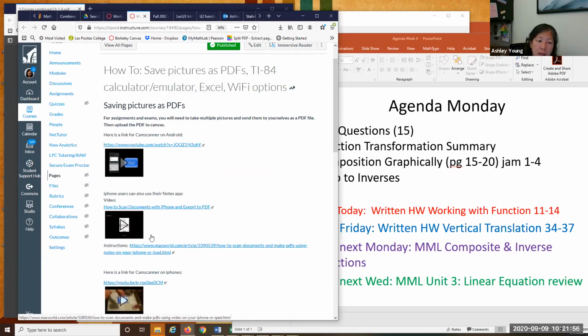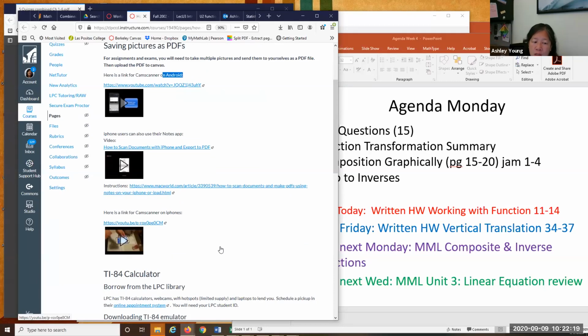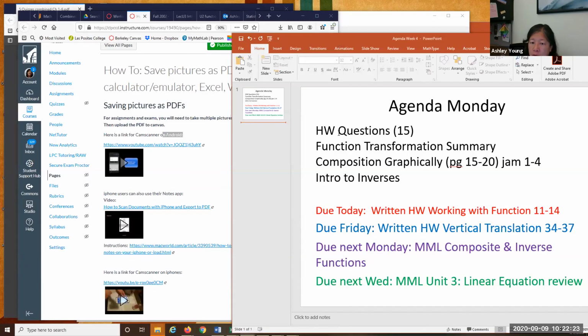And then for an Android, here's the Android one. It's just Cam Scanner. It's a free app. They're all free apps, so they're really good. Like I said, if you have an iPhone, you can use either Notes or Cam Scanner. For Android, it's around the 58-second mark where it shows you how to do multiple pages, and for iPhone, around the 35-second mark. Okay, good. So let's hop into the next thing. Are there any other homework questions before we hop in?